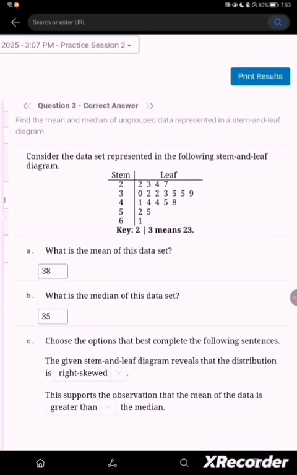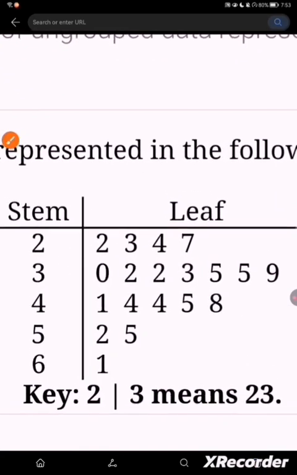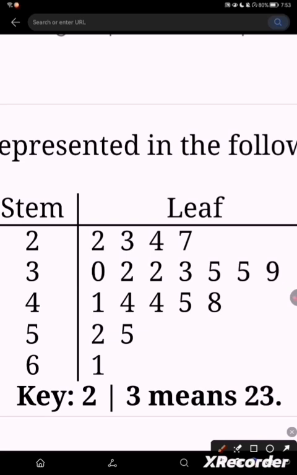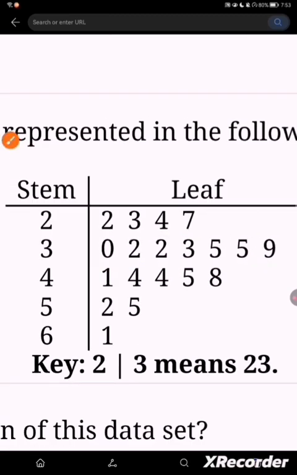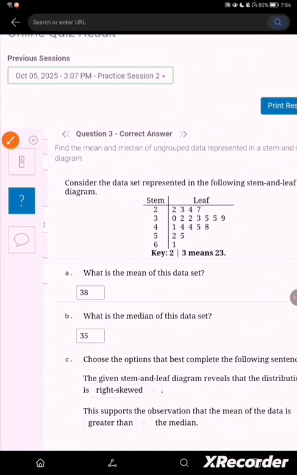So let me just zoom in here so it's easier to count. We start by counting. So 1, 2, 3, 4, 5, 6, 7, 8, 9, and 10. So your median is 35. Okay? And that is the correct answer.